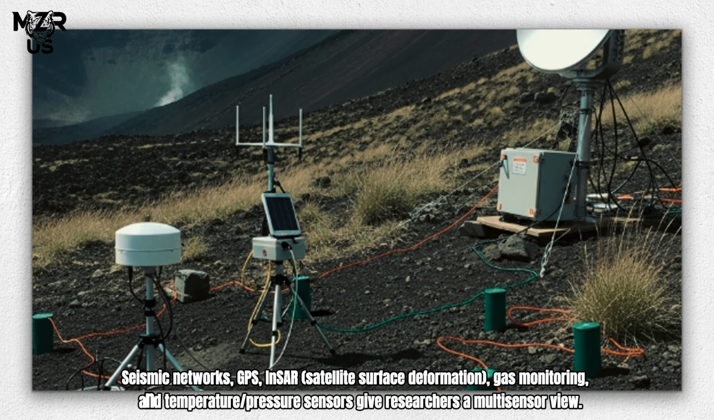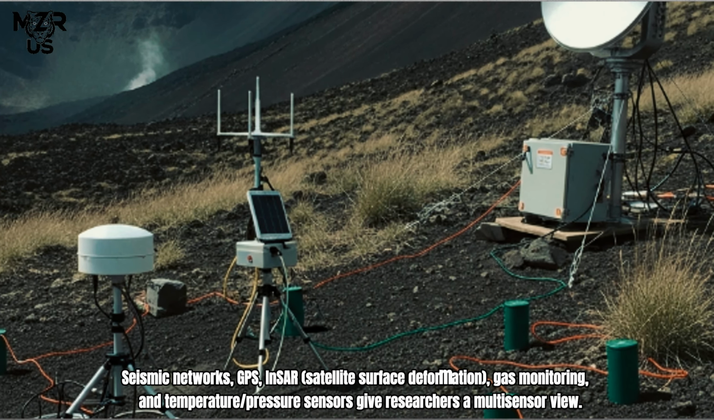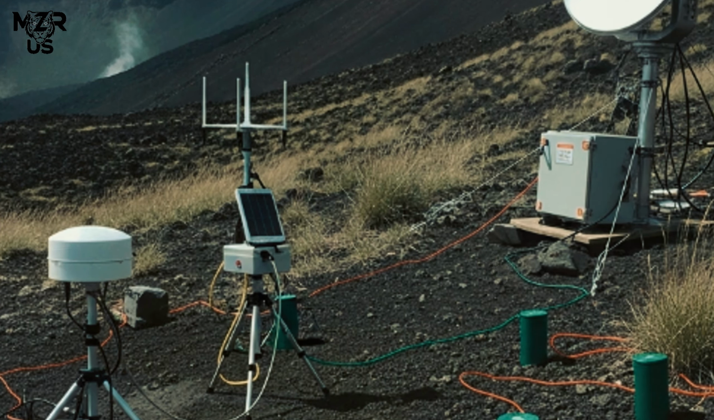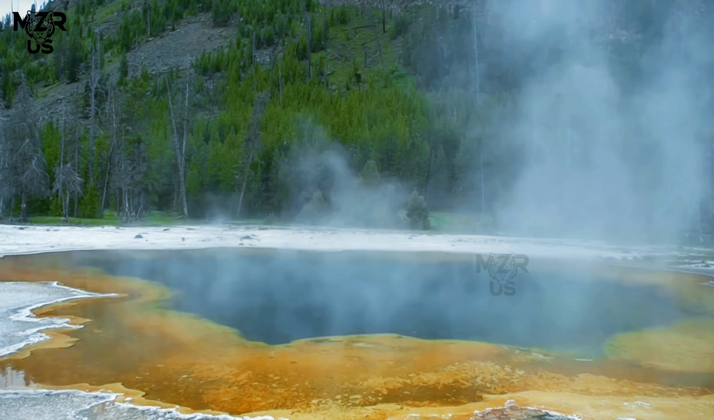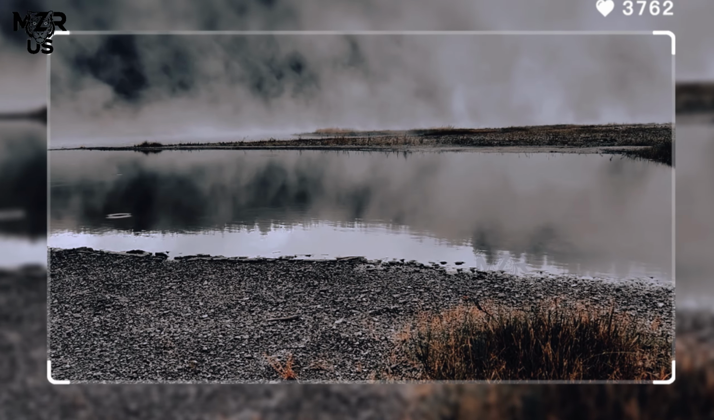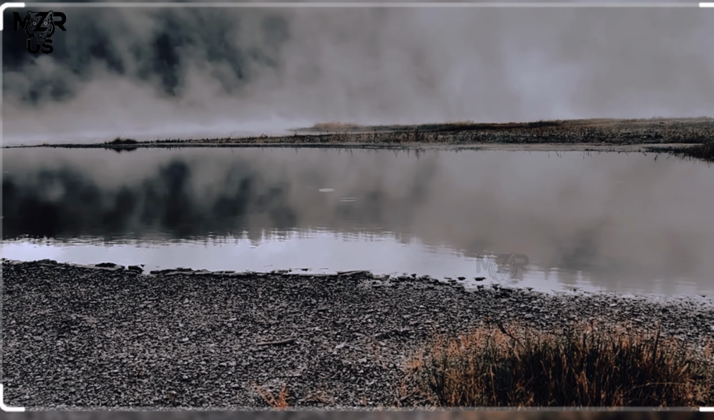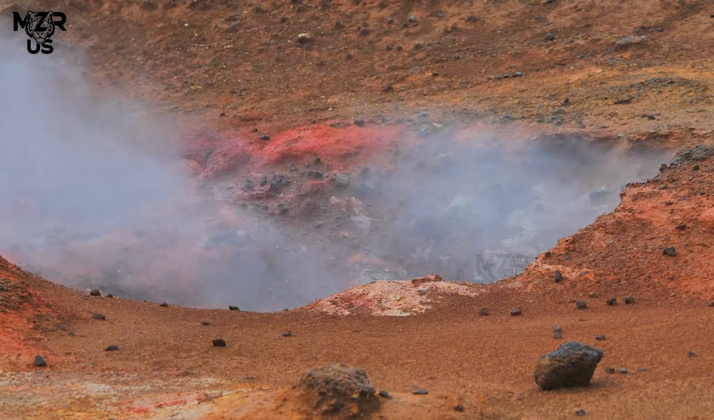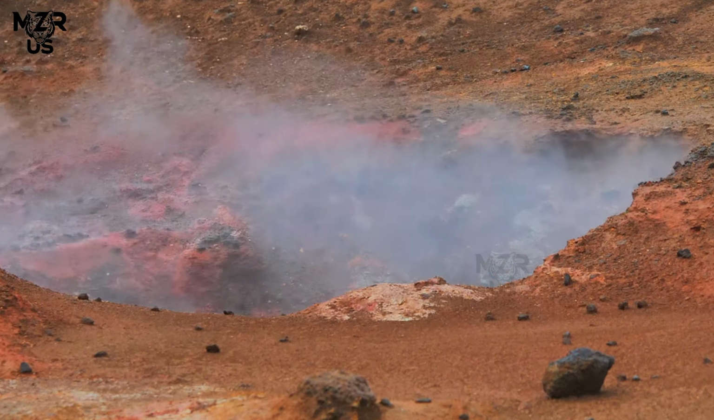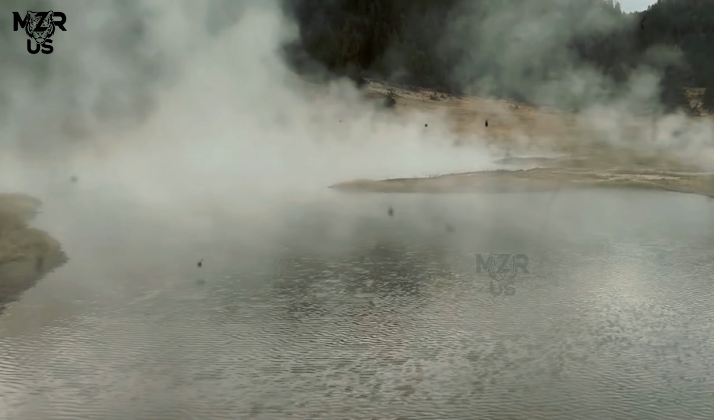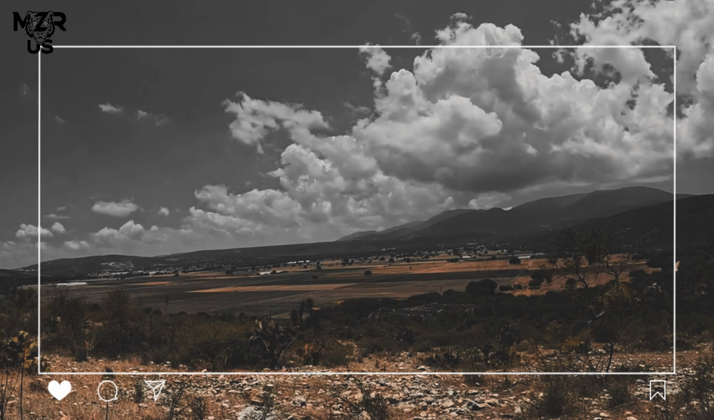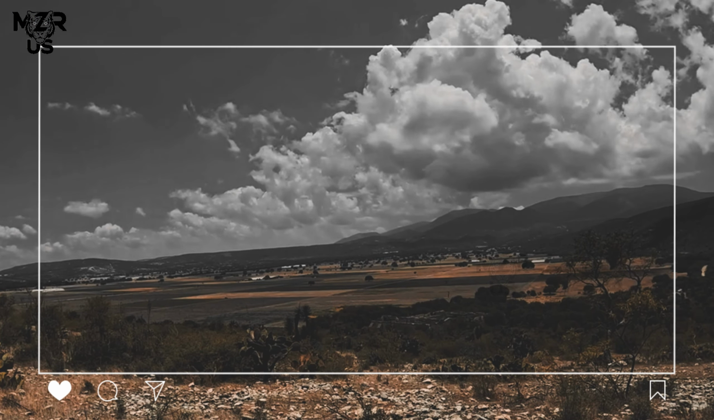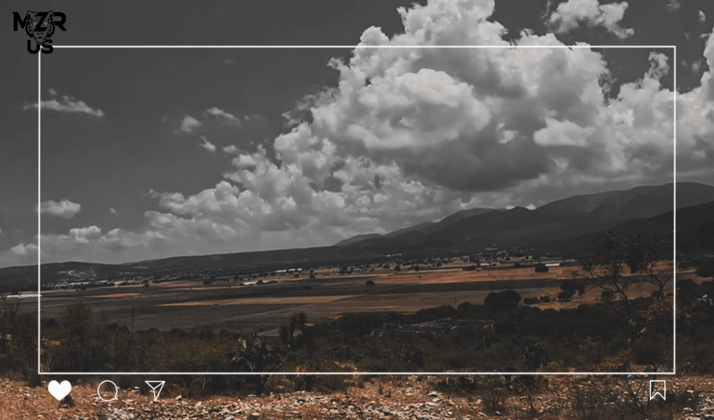Monitoring: what we can and can't see. Seismic networks, GPS, InSAR satellite surface deformation, gas monitoring, and temperature and pressure sensors give researchers a multi-sensor view. Strengths: dense seismic networks can detect tiny quakes and resolve swarm patterns. GPS and InSAR reveal inflation and deflation related to magma or hydrothermal pressure changes.